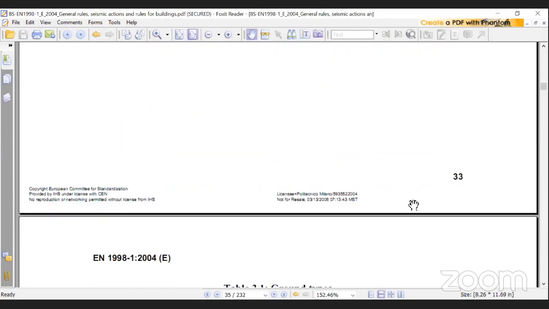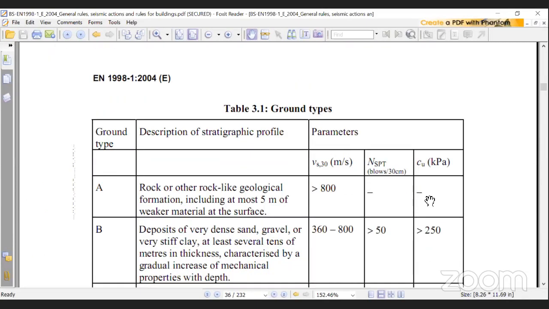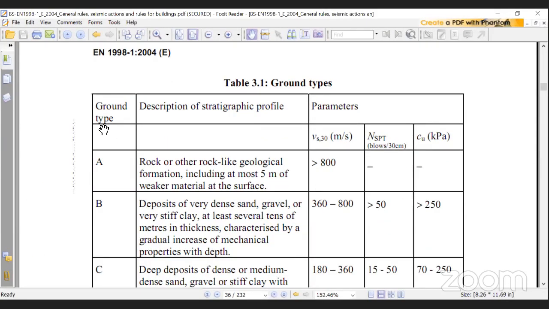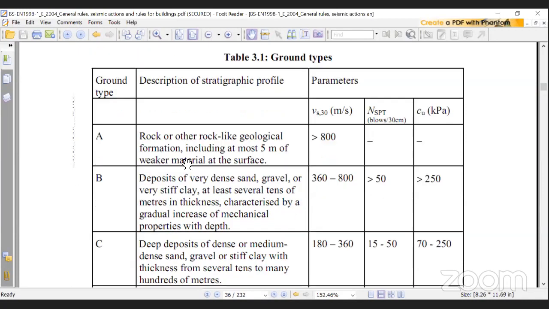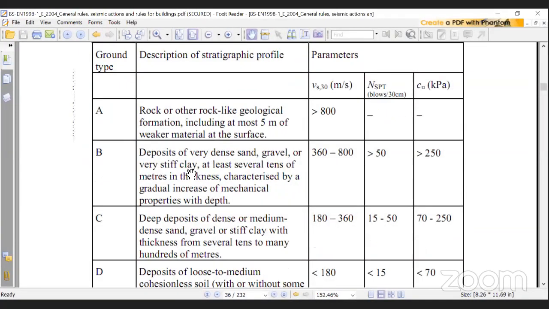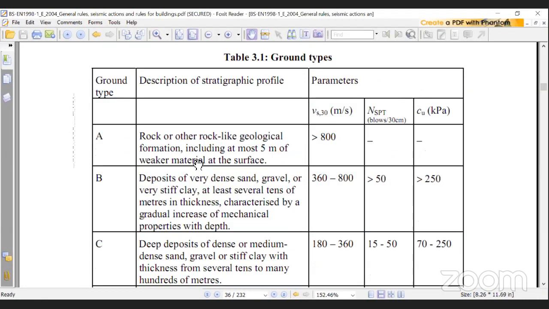The next page, then we get the ground types. So, for example, in this case, the ground types have been defined here, with a small description given and the parameters that you can use to get the velocities. For example, ground type A, the code says this is when you're dealing with rock or other rock-like geological formation, including at most 5 meters of weaker material at the surface. Type B is deposits. So there are classes which have been categorized in this case. That is table number 3.1.